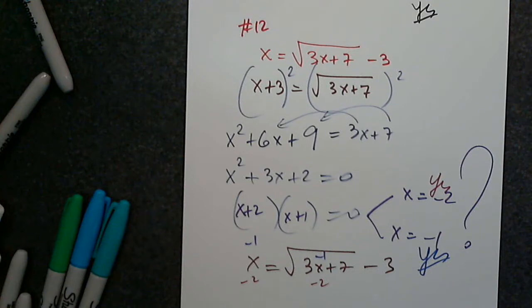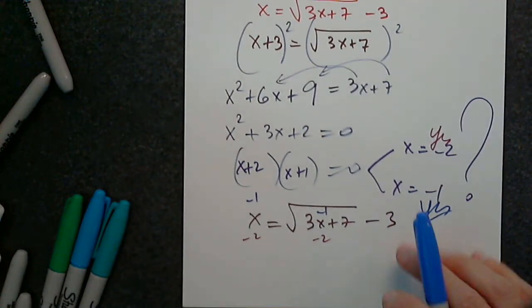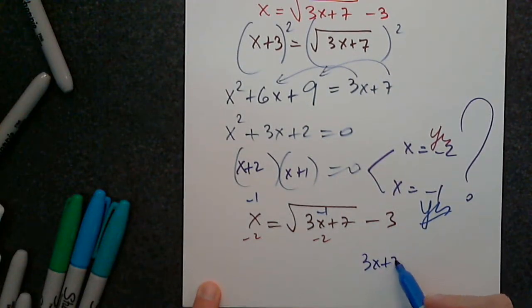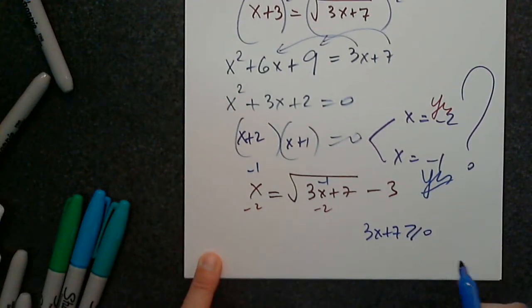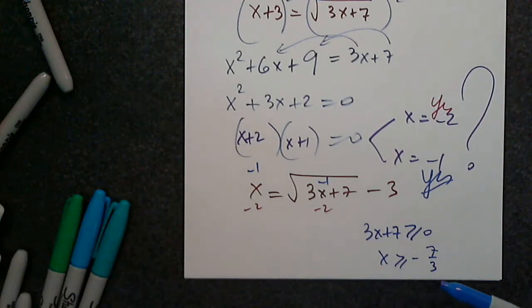So what would be the domain here? I would have to write that 3x plus 7 is greater than or equal to 0, which means x is greater than or equal to -7/3. So this is -2 point something, and both of them are in the domain. So therefore, they have to work. Very good point, of course.